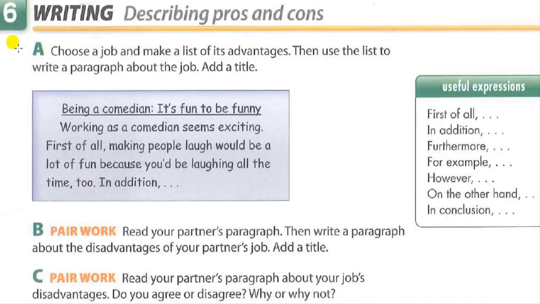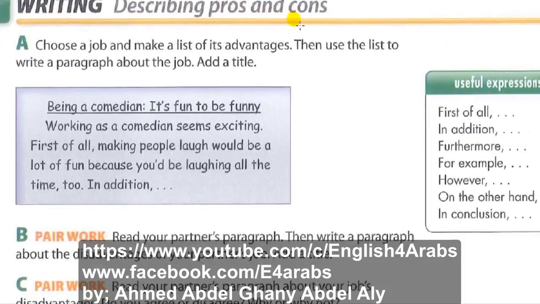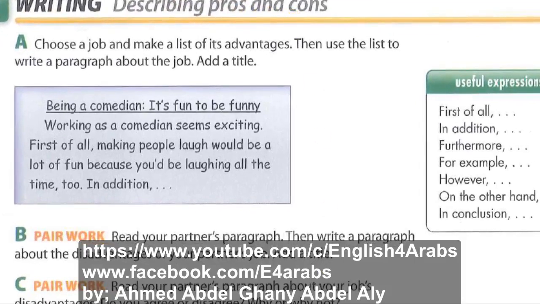Exercise number 6. Writing. Describing pros and cons. Pros, advantages; cons, disadvantages. So in this exercise, we choose a job and make a list of its advantages, then we use the list to write a paragraph about the job, and add a title.